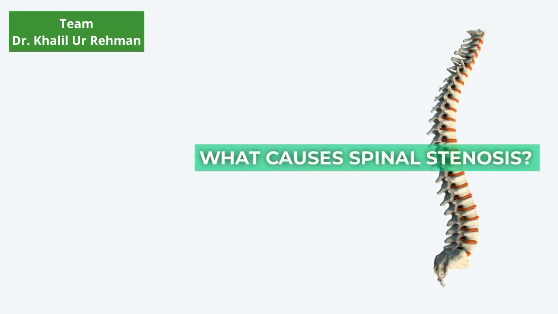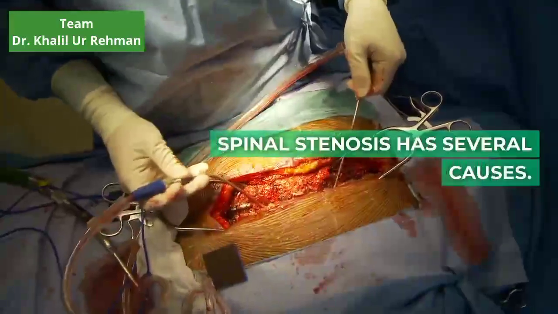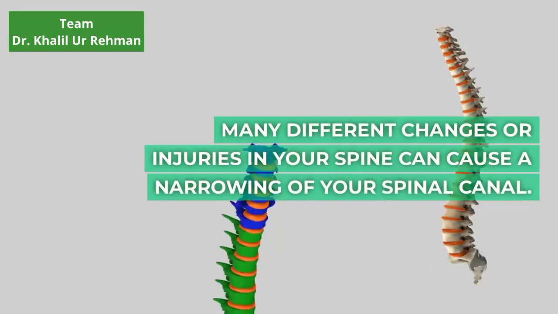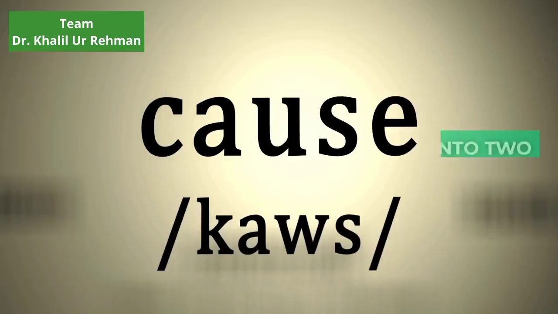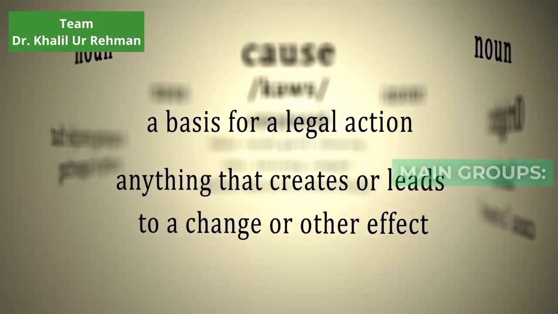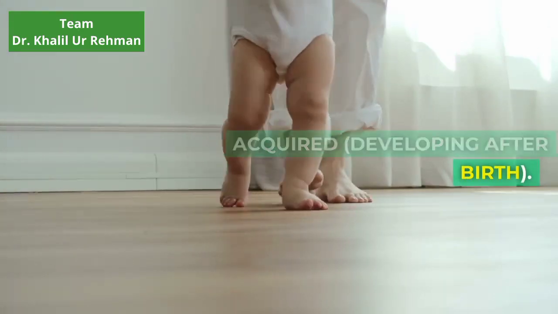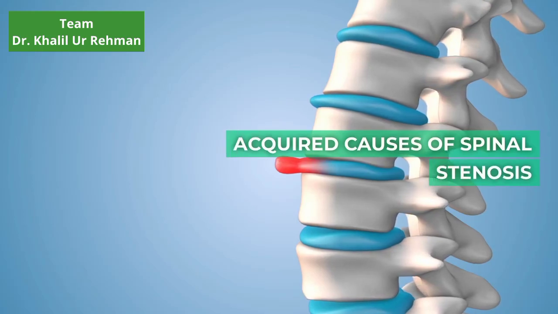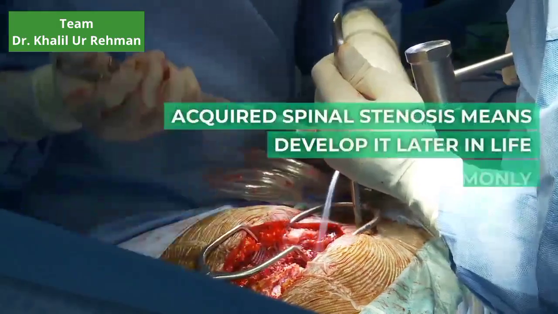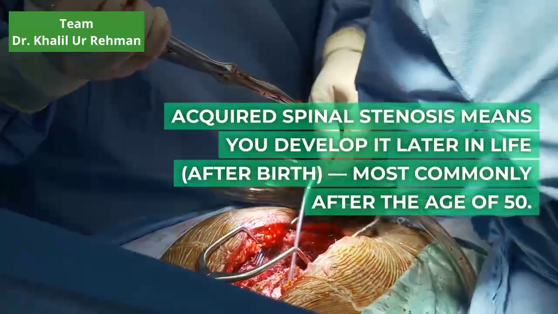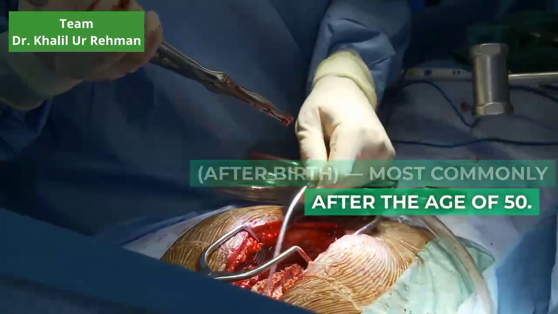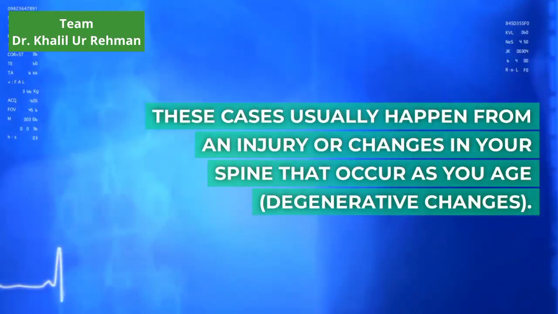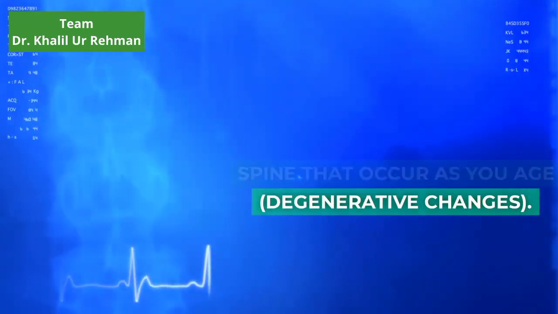What causes spinal stenosis? Spinal stenosis has several causes. Many different changes or injuries in your spine can cause a narrowing of your spinal canal. The causes are split into 2 main groups. Acquired, developing after birth. Congenital, from birth. Acquired causes of spinal stenosis. Acquired spinal stenosis means you develop it later in life, after birth, most commonly after the age of 50. These cases usually happen from an injury or changes in your spine that occur as you age, degenerative changes.